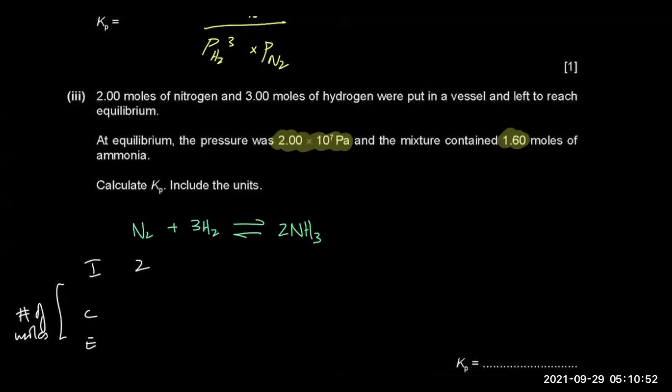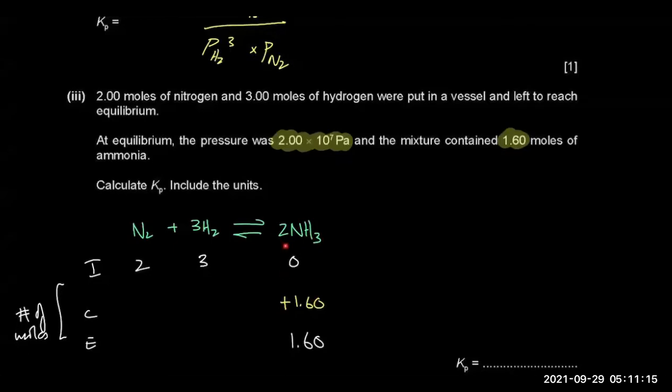Okay. Initially, I had 2 moles of nitrogen and 3 moles of hydrogen. And obviously, we started with 0 moles of ammonia. At equilibrium, we had 1.60 of ammonia. So that means ammonia increased by 1.60. So then what happened to hydrogen? Or what happened to nitrogen first, let's say?